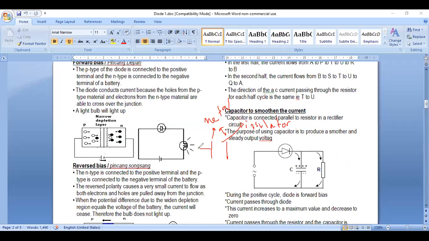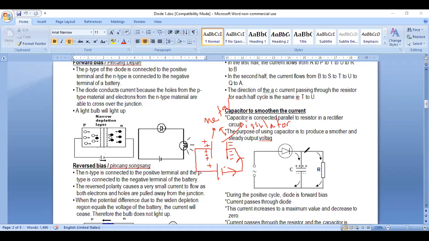Now let's say the capacitor is connected to the battery. So what happened? The electron will move from negative, goes to this side. But it cannot jump to this side because there is an insulator. So the electron will be accumulated on this side. So this plate becomes negatively charged. Relatively, this plate becomes positively charged. So this one becomes negative, this one becomes positive. We call it charging. So you are charging your capacitor.